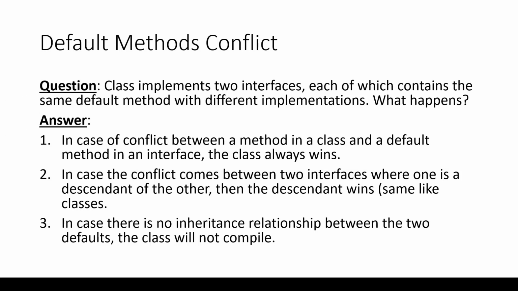In the third scenario, there's no inheritance relationship between the two defaults, and let's say the class doesn't have an implementation of that default method. In this case, the compiler will throw an error. The class will not compile. In order to overcome this, just simply override that method or provide the implementation of that method inside the class, which would make it the same as case number 1, and the class method will always win. So it's important to be aware of these scenarios, and we saw how each of these can be handled.